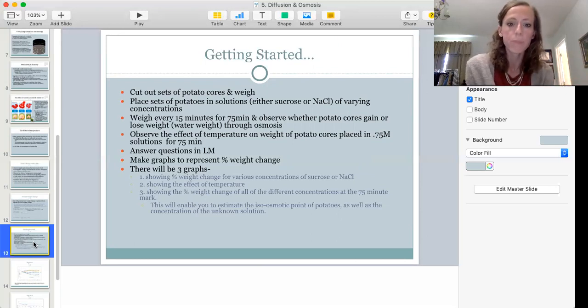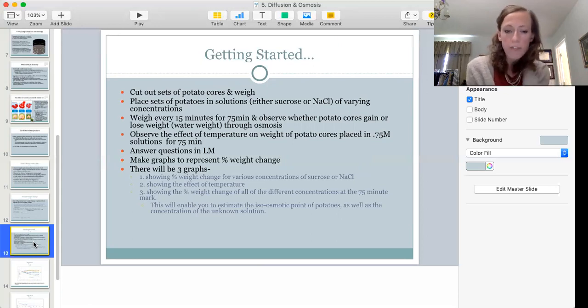All right, and then there's some questions that are really good for you to work through in your lab manual that will help you process what you think should be happening and what is actually happening. So you should answer those. And then there's going to be 3 graphs that you do for this week's lab.